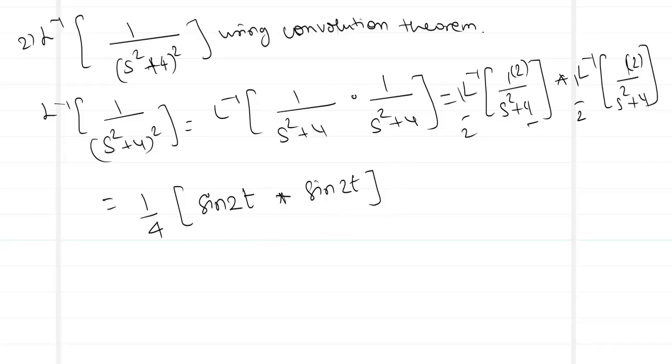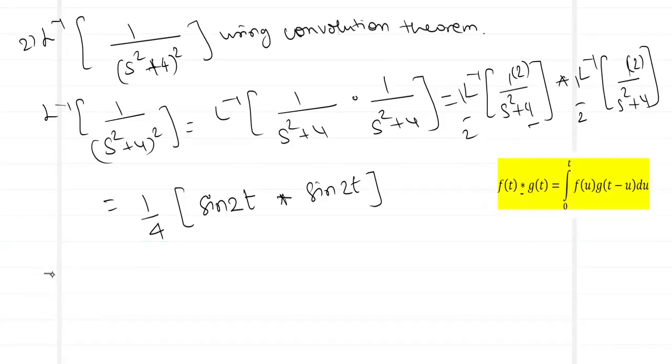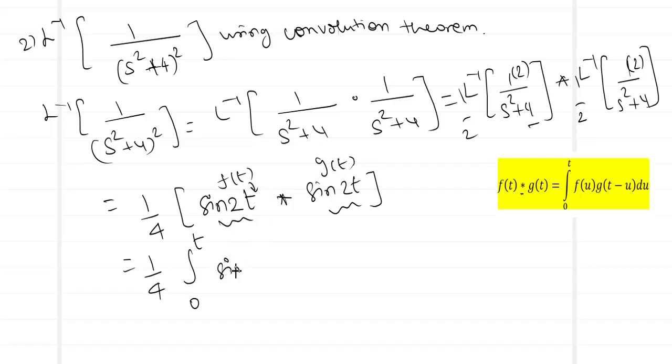So now let us identify this with the formula for convolution. What do we know about the formula of convolution? I can rewrite this as 1 by 4 integral from 0 to t of f of u. So this is my f of t and this is my g of t. I want f of t to be replaced by u. So this becomes sine 2u and the second term becomes sine 2 times (t minus u) du. So now we have it in the format sin A sin B.